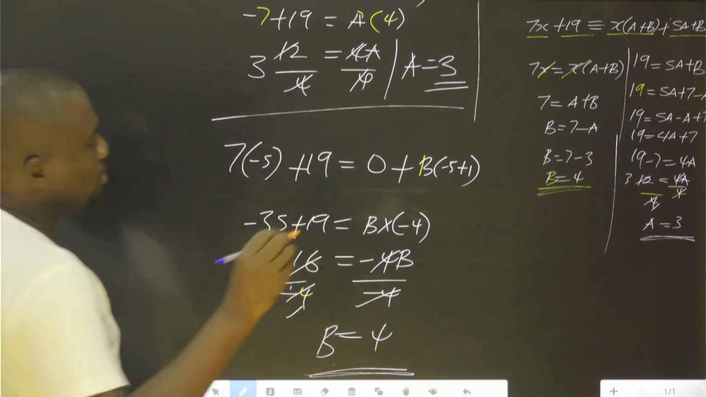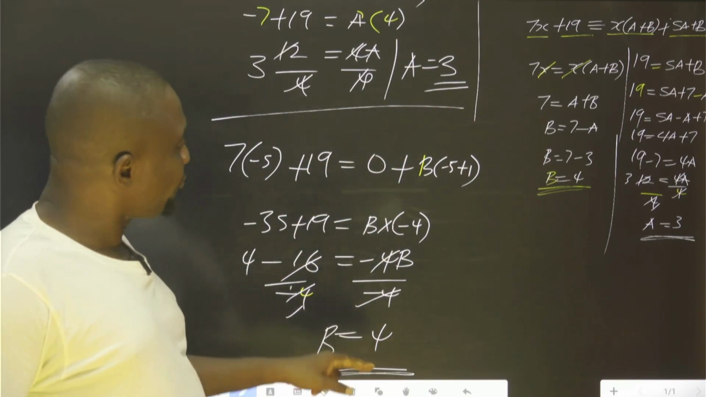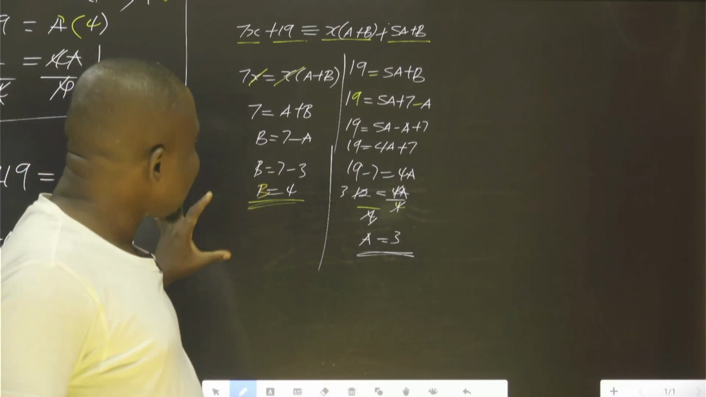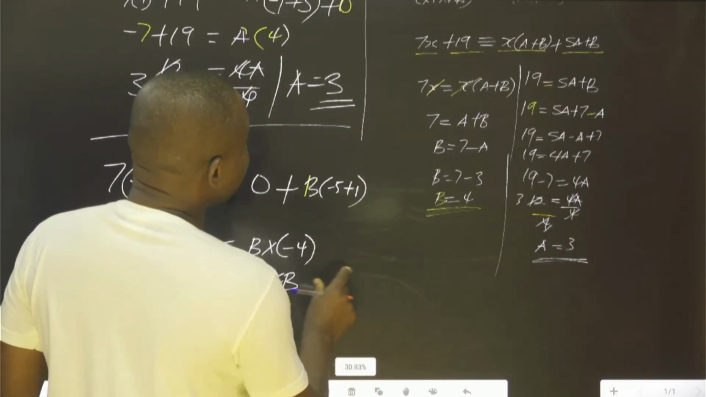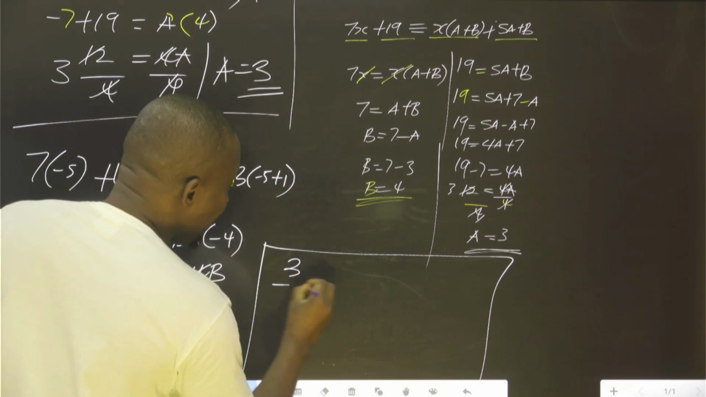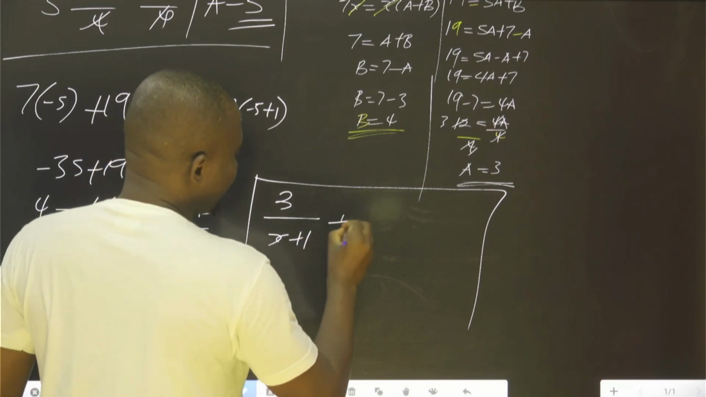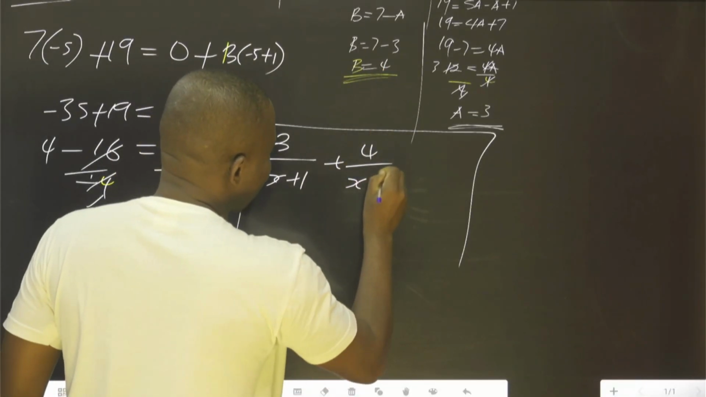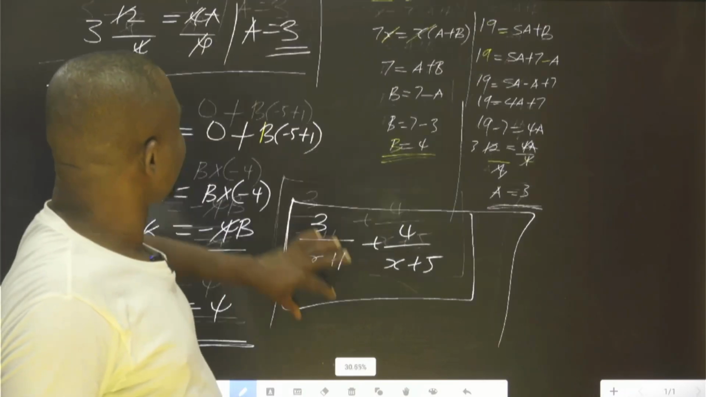B is equal to 4. As you can see, when we follow this method, we have A to be 3, B to be 4. The same thing with this. A to be 3, B to be 4. This is how to find partial fractions. All you have to do now was to get the answer for A and B. You simply write the answer out. That is 3 over (s + 1) plus 4 over (s + 5). So this is the partial fractions of this.